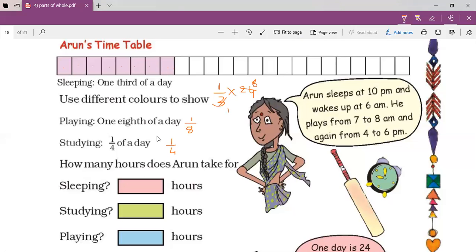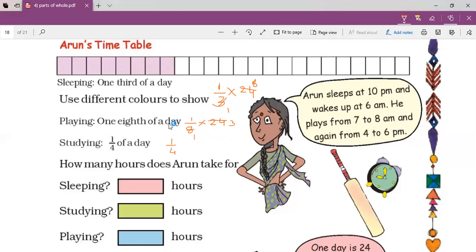What part of a day have they given for playing? They have given 1/8 of a day that he plays. So how many hours is that? Let's multiply again by 24. Why are we multiplying by 24? Because in one day there are 24 hours. So 8 ones are 8. 8 how many are 24? 8 threes are 24. So this is the way.